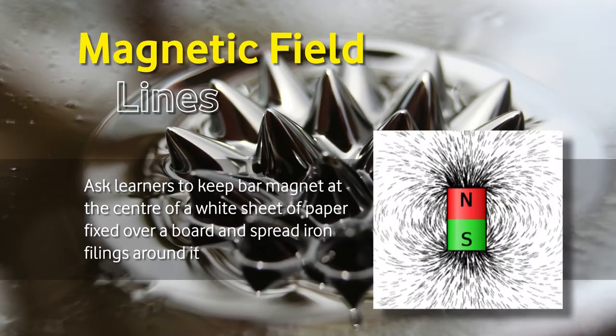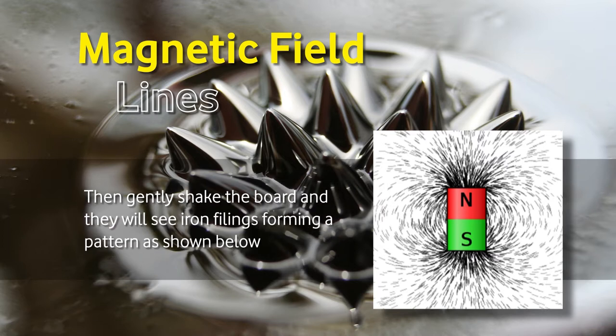There is a very famous experiment which you will find in almost all textbooks. You can ask your learners to keep a bar magnet at the center of a white sheet of paper fixed over a board. Then you spread some iron filings around it and gently shake the board. Learners will observe that the iron filings are arranged in a pattern, like you can see in the picture.